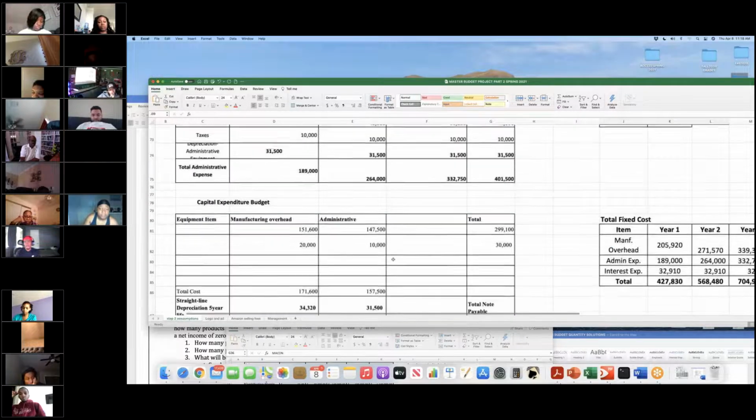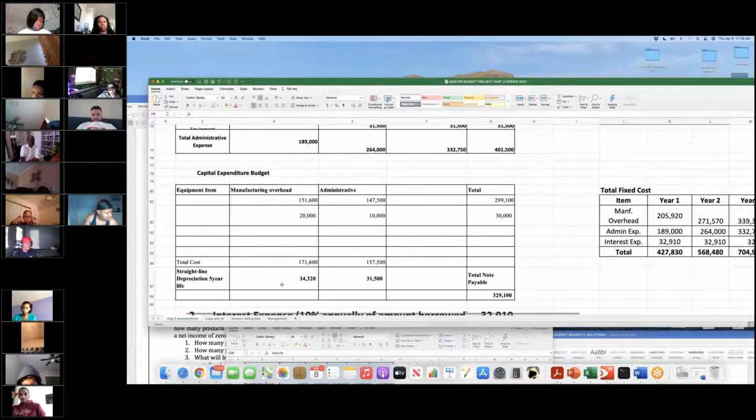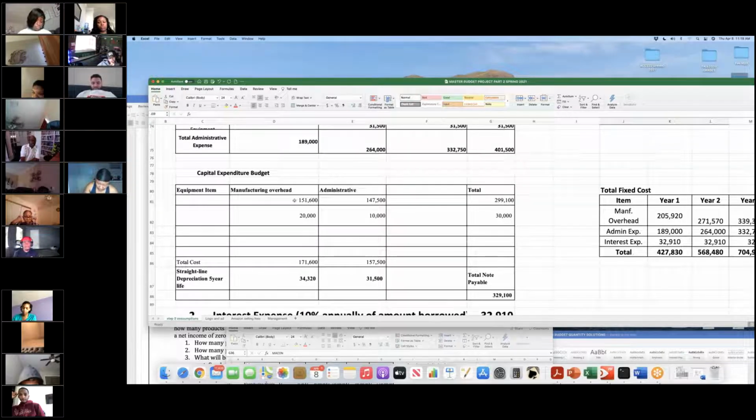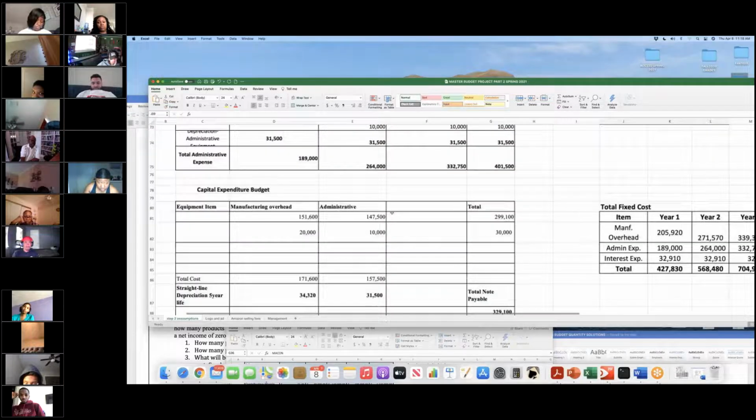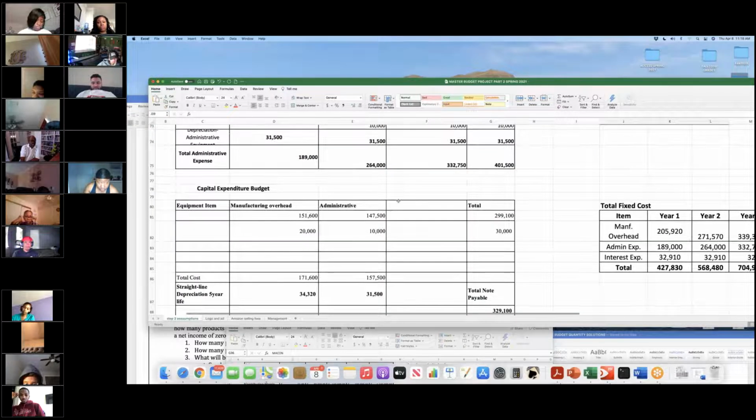Next comes your capital expenditure budget. You have to determine how much equipment you're going to buy to make the item, and then your administrative expenses, equipment purchase: desks, chairs, computers, etc. So they came up with 171.6 for manufacturing, 157.5 for administrative expenses. So where do we pull these numbers from?